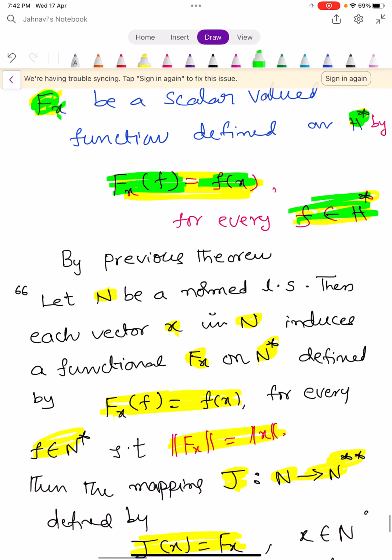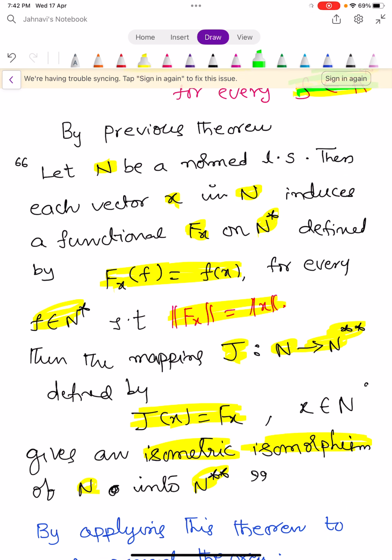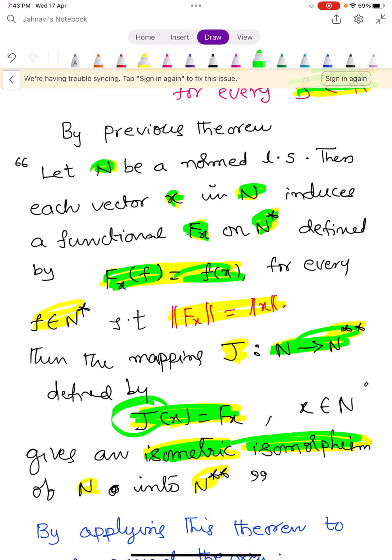There is a previous theorem. I write the complete statement. N is a normed linear space. Then for each x in capital N, we have a functional fx on N star defined by fx of f is equals to f of x. Then there is a mapping j that maps from N into N double star defined by j of x is equals to fx. This mapping j gives isometric isomorphism of capital N into N double star.